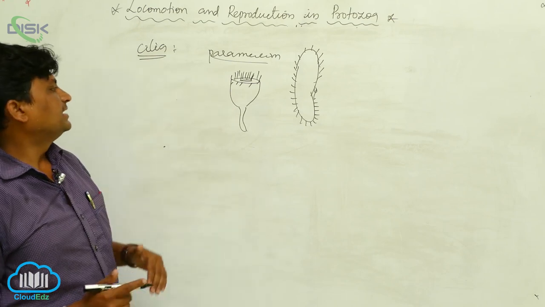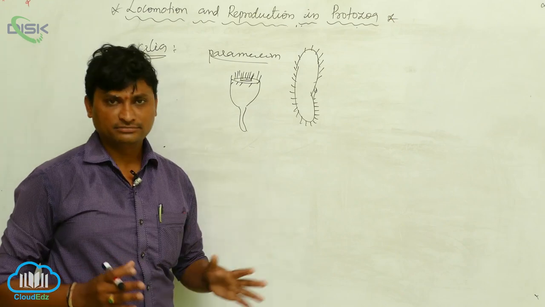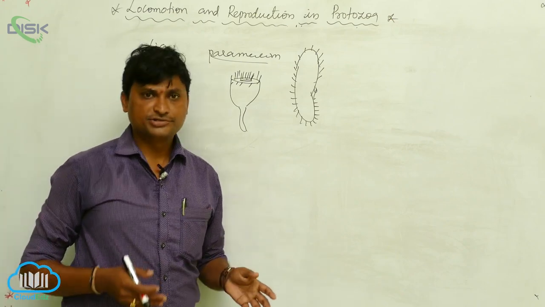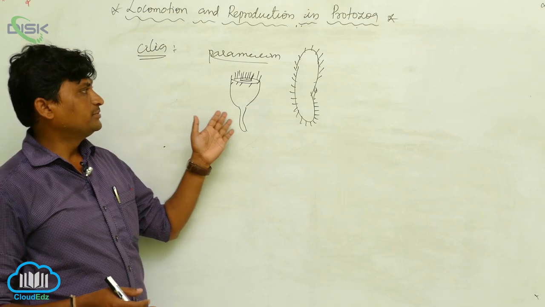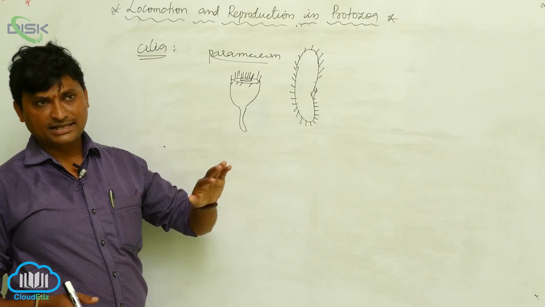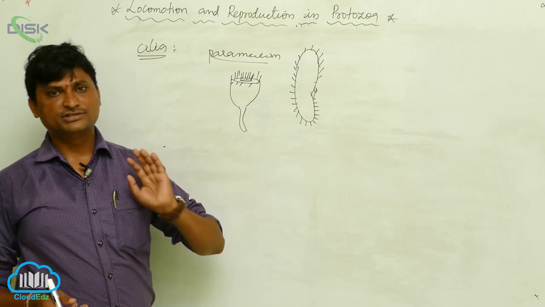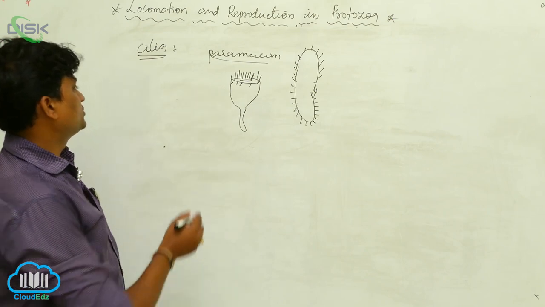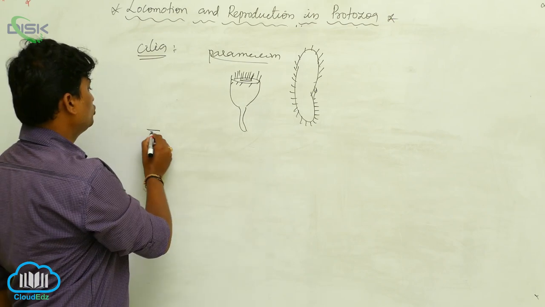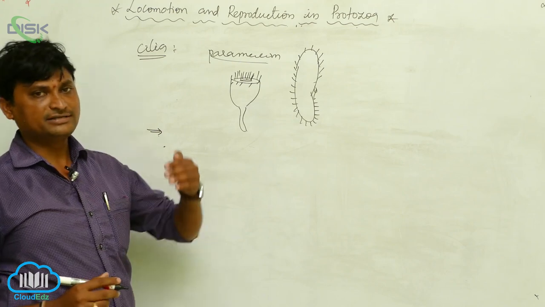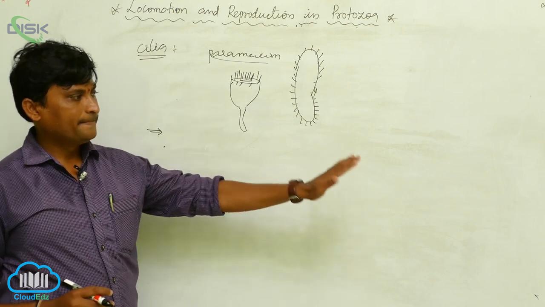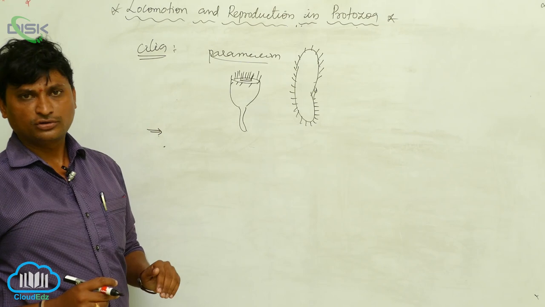Cilia are the fastest moving structures in protozoan movement. Compared to amoeba and flagella, cilia show the fastest movement. How they show movement is basically similar to the flagella, by an effective stroke and recovery stroke.